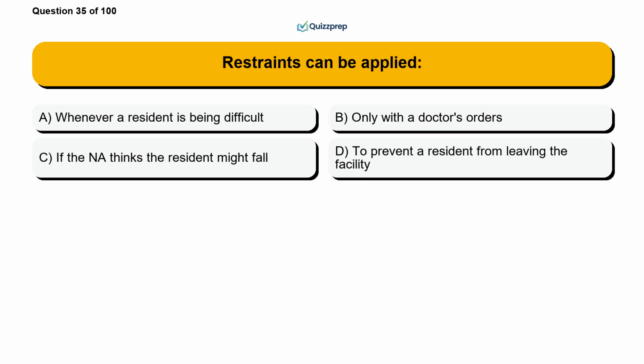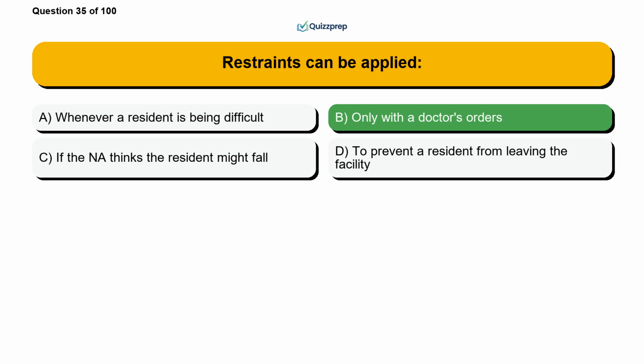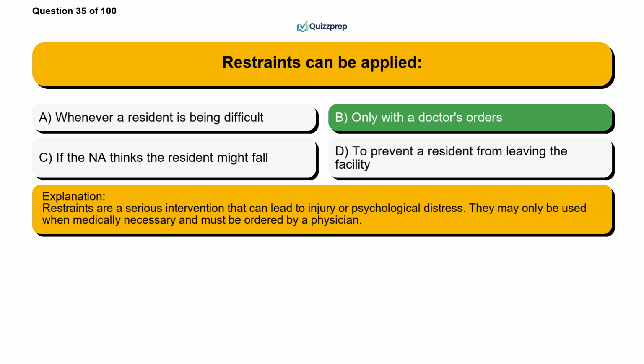Question 35. Restraints can be applied: Option A, whenever a resident is being difficult. Option B, only with a doctor's orders. Option C, if the NA thinks the resident might fall. Option D, to prevent a resident from leaving the facility. The correct answer is option B, only with a doctor's orders. Restraints are a serious intervention that can lead to injury or psychological distress. They may only be used when medically necessary and must be ordered by a physician.